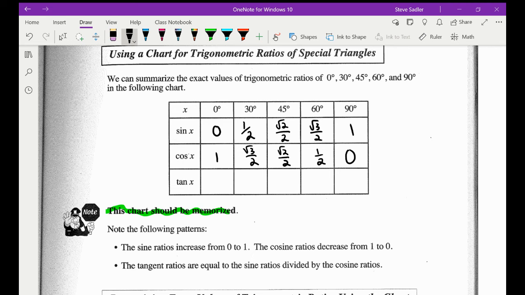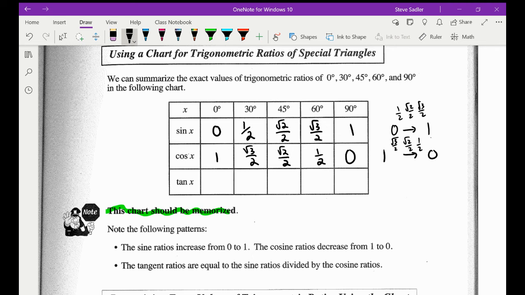So you can see this pattern. Sine goes from 0 to 1, and it's got 1/2, root 2 over 2, and root 3 over 2. And then cos is the opposite direction. It goes from 1 to 0, and all of these values in between are in the opposite order. Root 2 over 2 and 1 over 2. So it's nice to see that. It gives it some sort of pattern, so memorizing it isn't as hard.